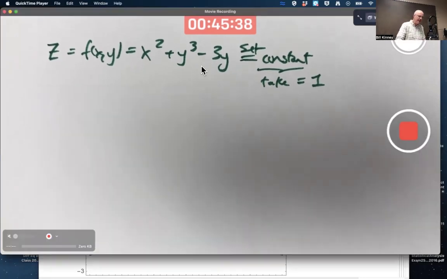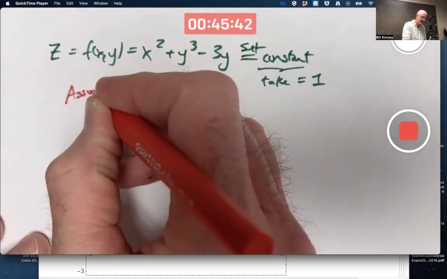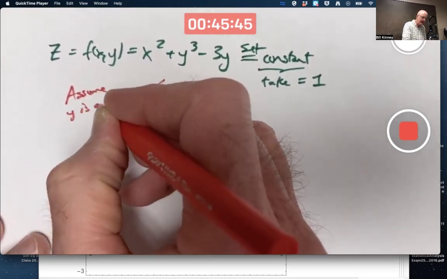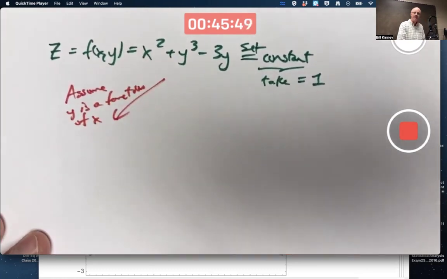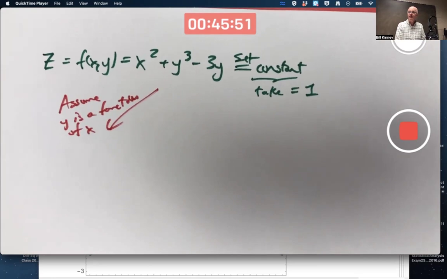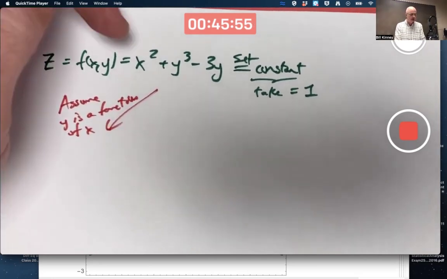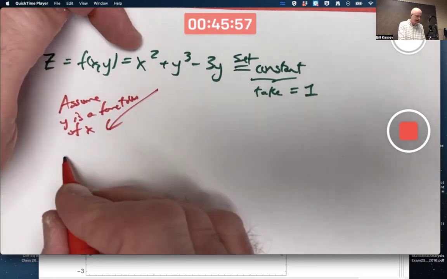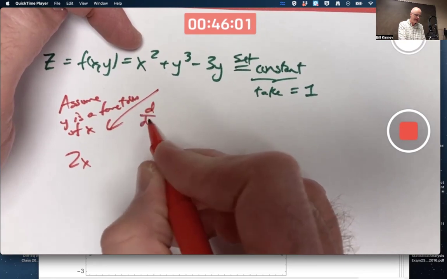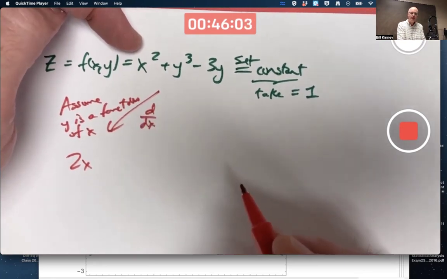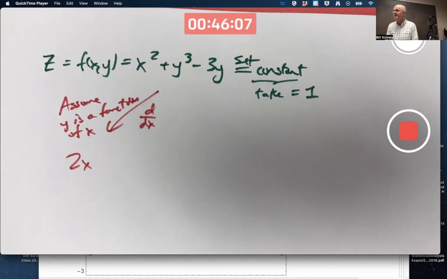In Calc 1, you used implicit differentiation. Assume y is a function of x, and differentiate with respect to x based on that assumption. The derivative of x squared is 2x. And differentiating with respect to x, the derivative of y cubed with respect to x is not 0.